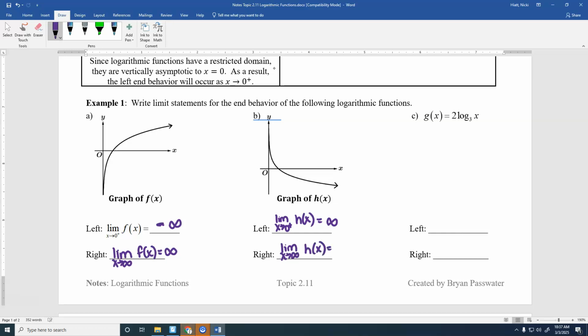Right. Okay. And pretty much you should only get positive and negative infinities here. And they should be opposite. So you should never have positive infinity and positive infinity, or negative and negative. If you get positive infinity for one of them, the answer for the other is negative infinity. That should always happen with logs.